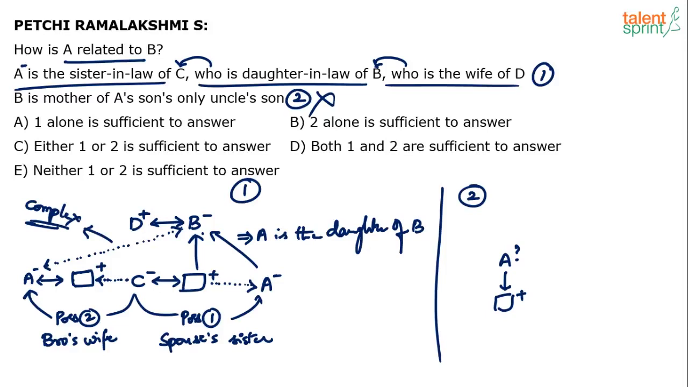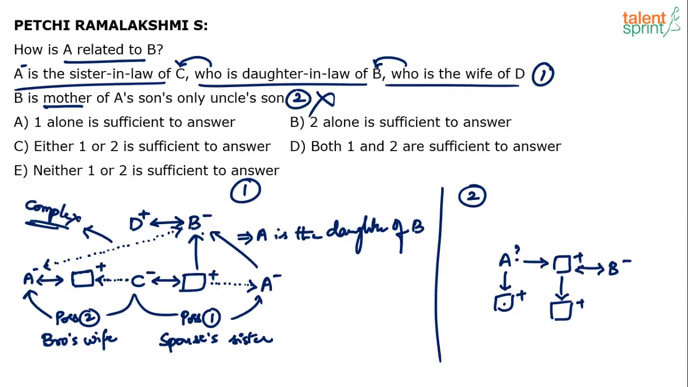You understand? Let's assume that the uncle is this person's brother, and that person has one son. B is the mother of A's son's only uncle's son. That son's mother is B. So basically, B comes here. A and B are in the same generation, but since A's gender is not known to us, A could be the father of this child or the mother of this child. Since the gender is not known, the statement is insufficient to get the answer.